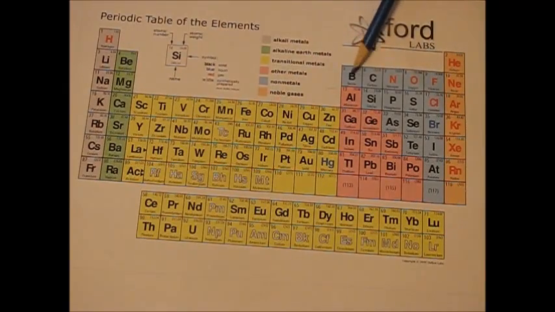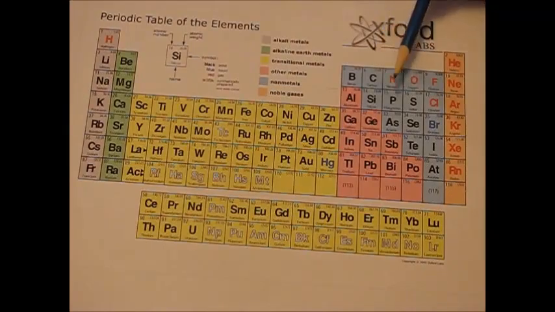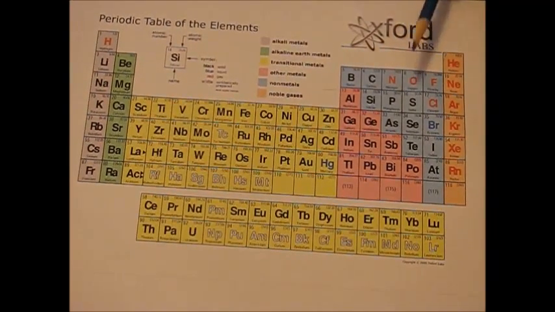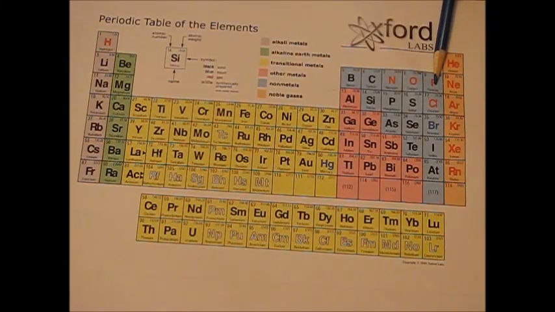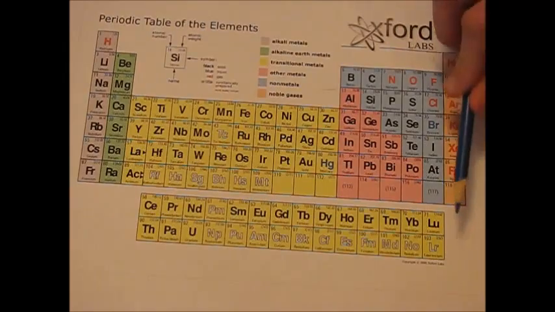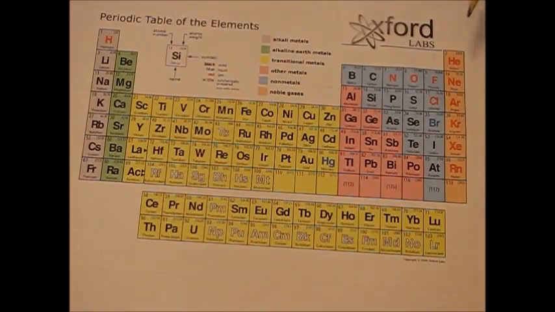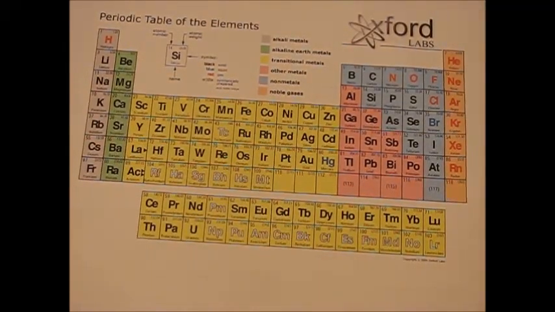The next family is the boron family and has 3 valence electrons. The carbon family has 4. The nitrogen family has 5. The oxygen family has 6. Halogens have 7 valence electrons, and our noble gases have 8 valence electrons, and they always have a full outer level.